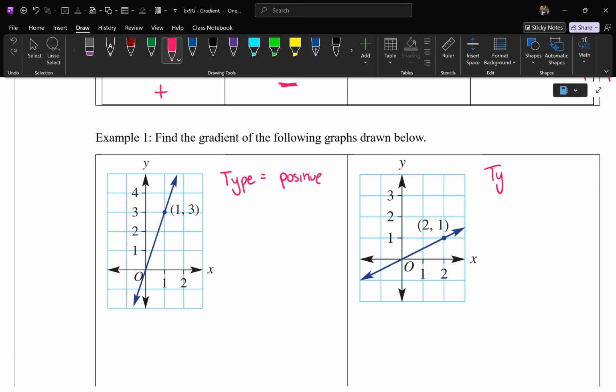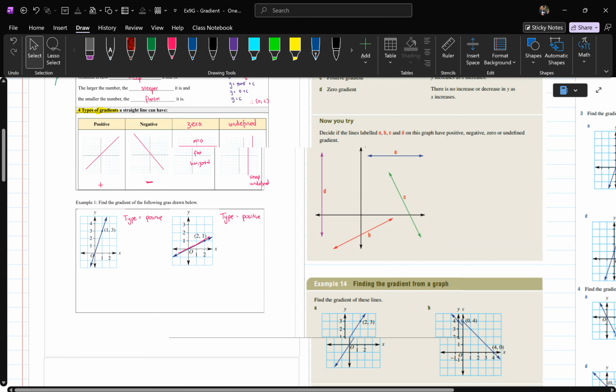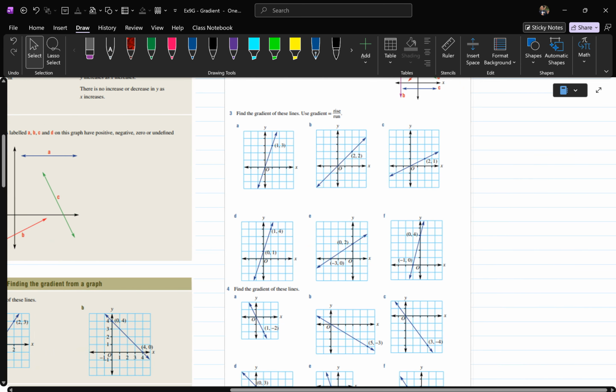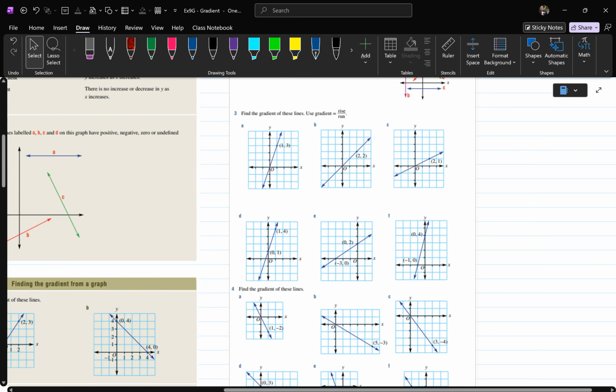What about this one? What type of gradient is this one now? And hopefully, again, you notice that from left to right, it's also still going up. It's a bit flatter, but still, it's a positive gradient. So far, so good. Let's go to your textbook. Let's see if you can identify the types.